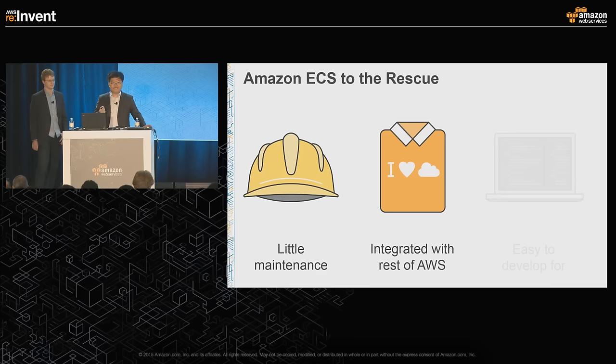Second, it's integrated with the rest of AWS. For instance, we can use AWS IAM roles and users to restrict access to the ECS API. And this makes Brennan, who is also our security engineer, very happy because we got security without him doing any extra work.